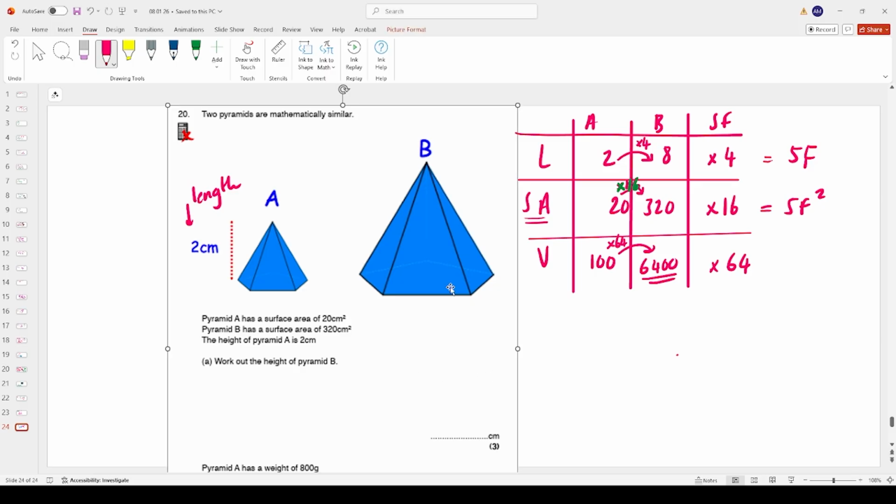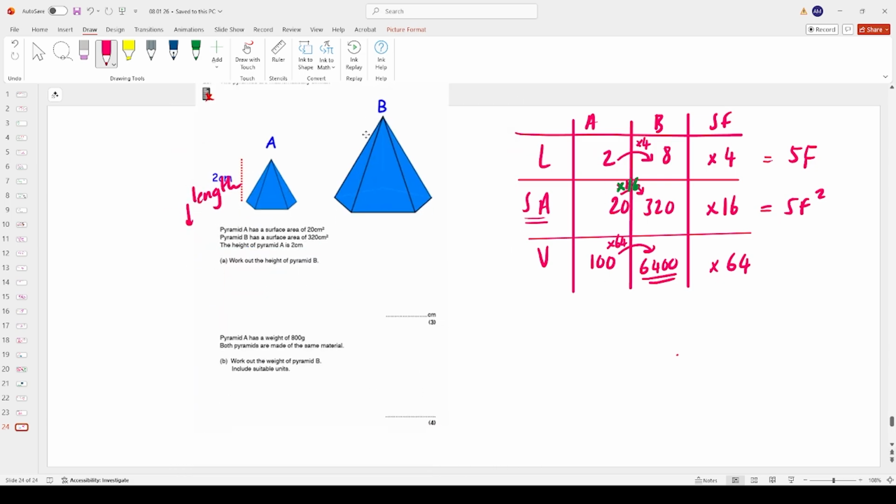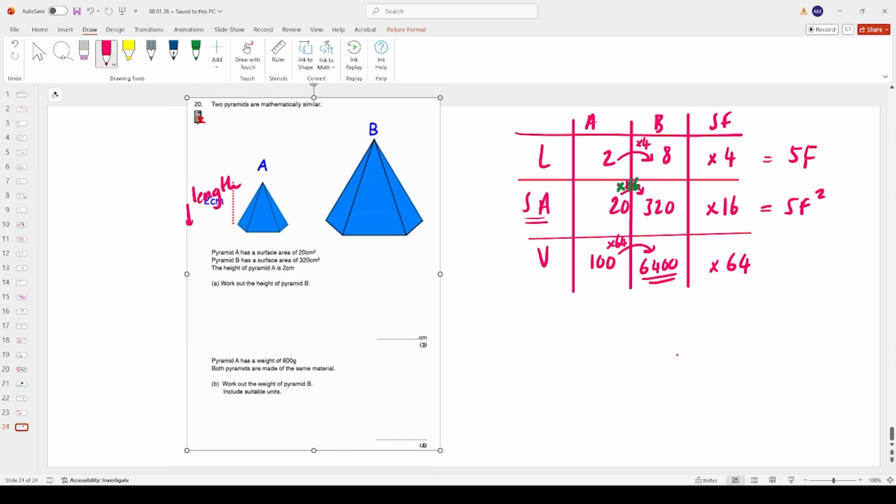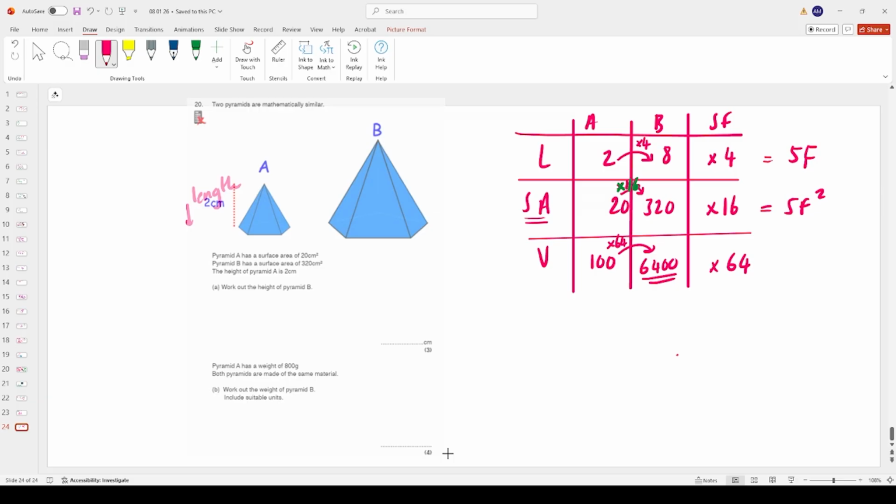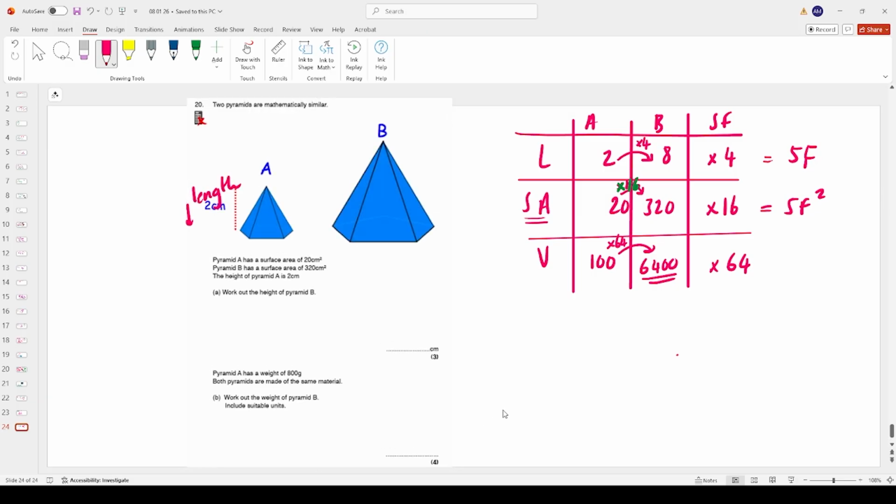What I'm going to do, I'm just going to shift this up a little bit, make it a bit smaller. And the question says, Pyramid A has a weight of 800 grams. Both pyramids are made of the same material. Work out the weight of Pyramid B.